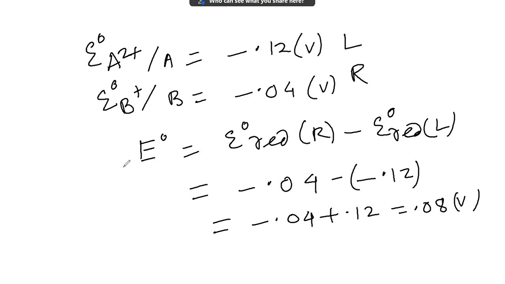Representation of the galvanic cell: due to lower reduction potential, the anode will be on the left, and the cathode on the right. So the representation of the galvanic cell will be A to A2 plus, double stroke called salt bridge, B plus to B.